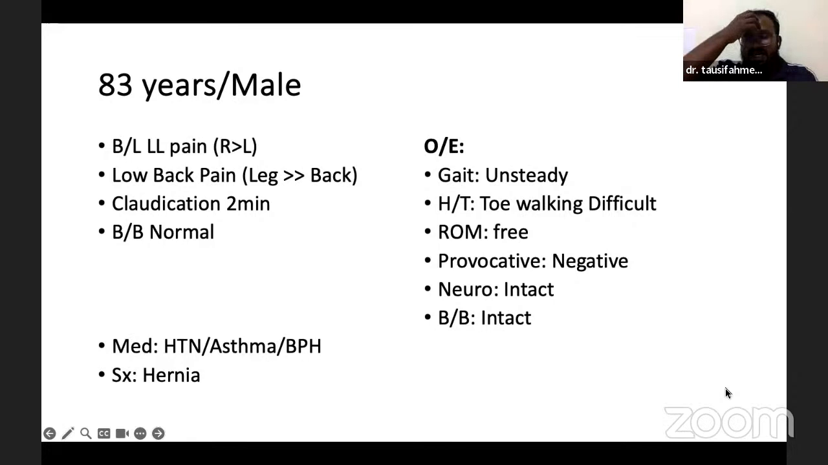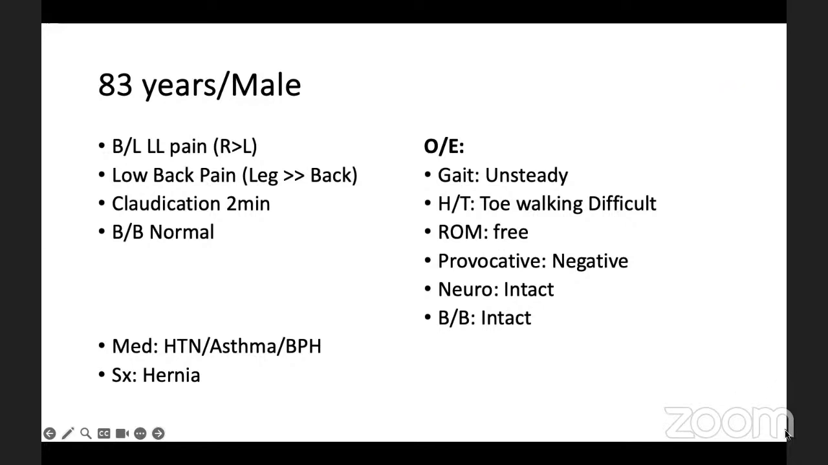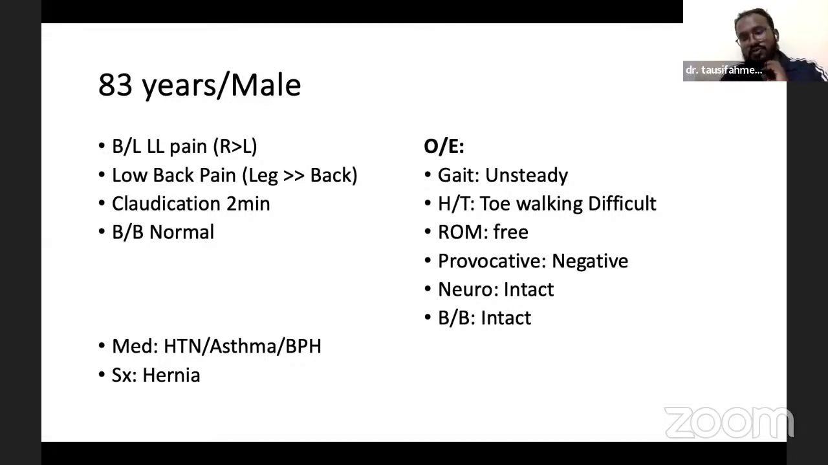Dr. Nishant, if you are here, can you take this question? Yes, sir. In any case of LCS, I would like to check the distal pulses as well. The vascular system needs to be checked, sir. Yeah. So bilateral lower limb pulsations are well felt. Well felt. Still, I'm missing something.